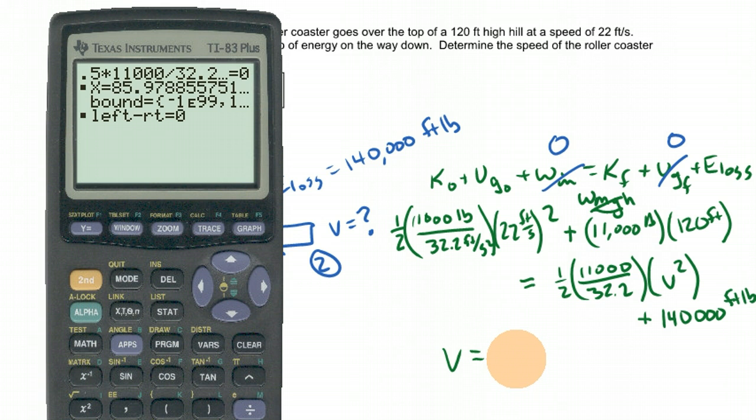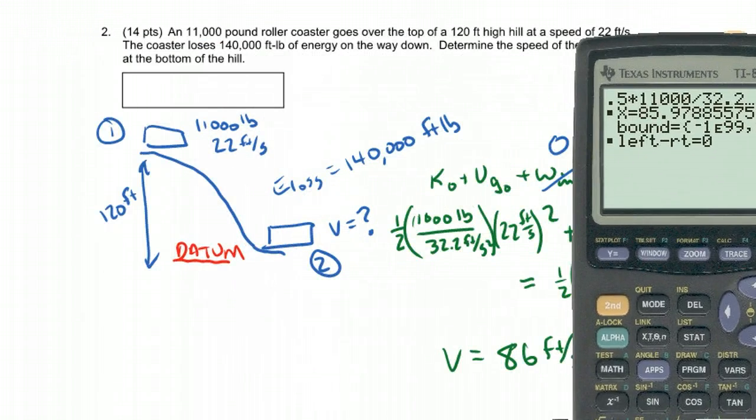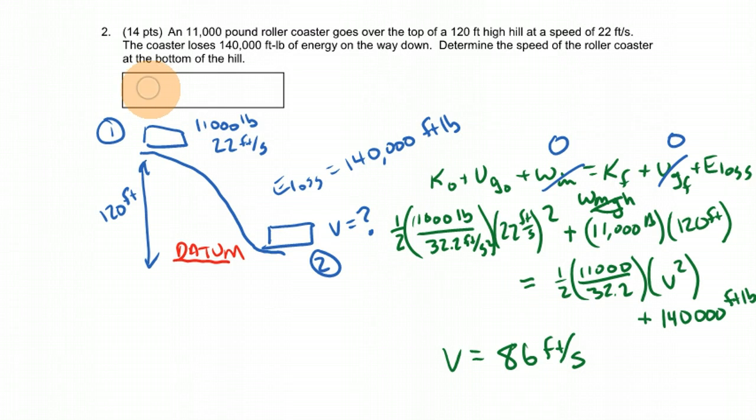Get a velocity of 85.97, so that looks like about 86. That will be units of feet per second. Okay. 86 feet per second.